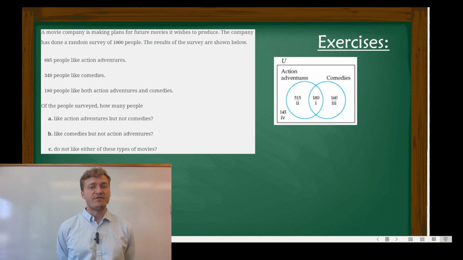Part C, how many people do not like either of these types of movies? Well, they don't like action adventures, they don't like comedies. It says above, right? There are 180 people that like both action adventures and comedy. But how many do not like either of the two? Well, we're not talking about anything in the circle. Part C, we're talking about that number that lives outside of the circle. That's 145. For part C, 145 people do not like either of these types of movies.